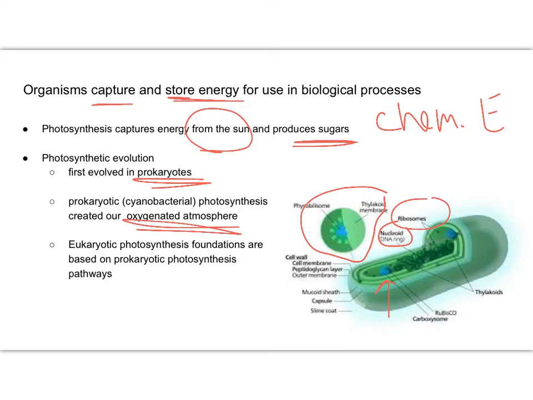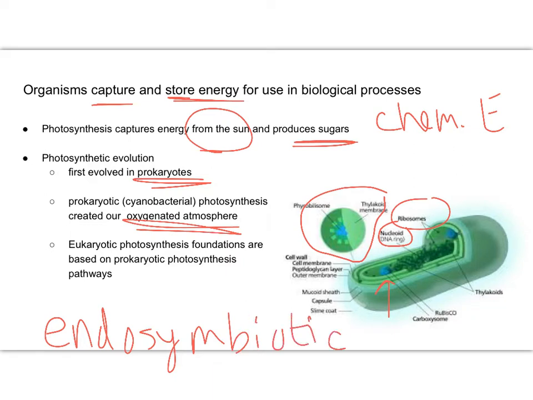So eukaryotic photosynthesis is based on these prokaryotic pathways. Remember our endosymbiotic theory? That a smaller prokaryote was engulfed by a larger prokaryote, and that eventually over time they couldn't live separately, and that's what led to eukaryotic cells. And this would be an example of a smaller prokaryote being engulfed by a larger one, and some form of this cyanobacteria is what would have eventually become our chloroplast.